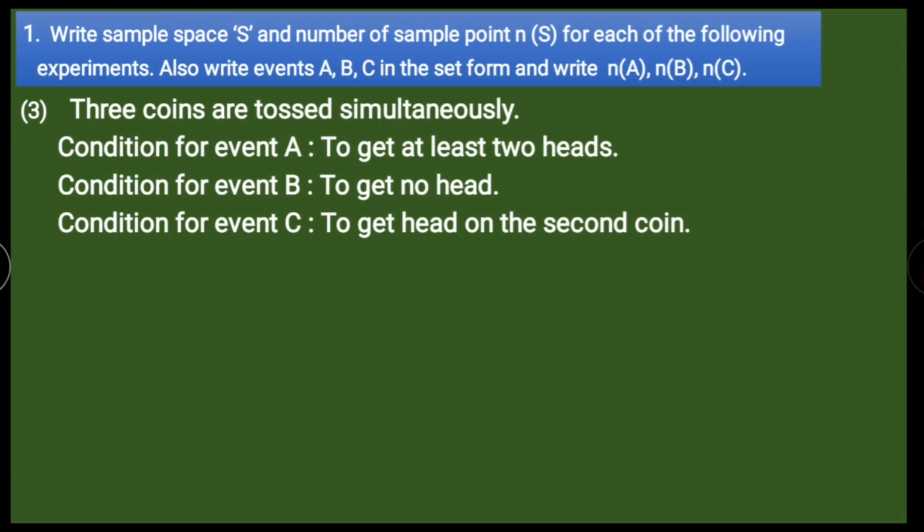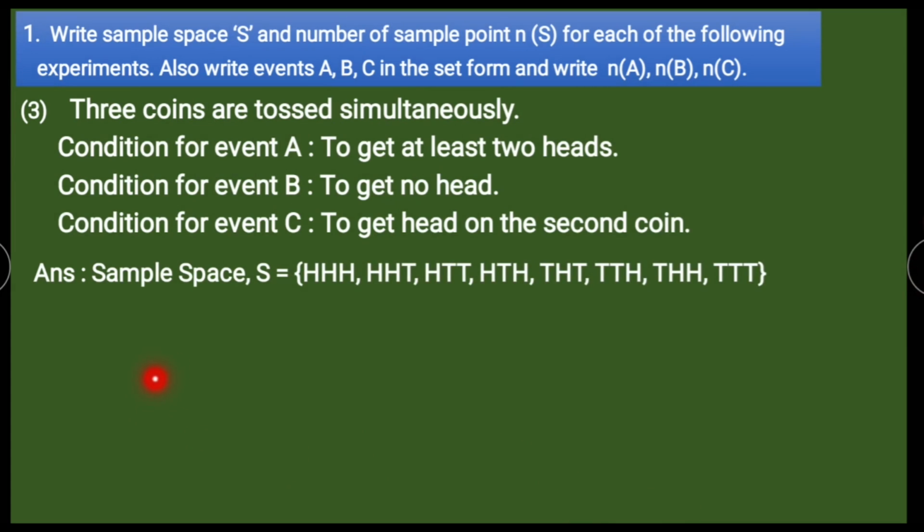So first we write here the sample space. Sample space S equals HHH, TTT, then HHT, HTT, HTH, THT, TTH, THH. So we get here a total of 8 elements in sample space S. So first we write n of S is equal to 8.